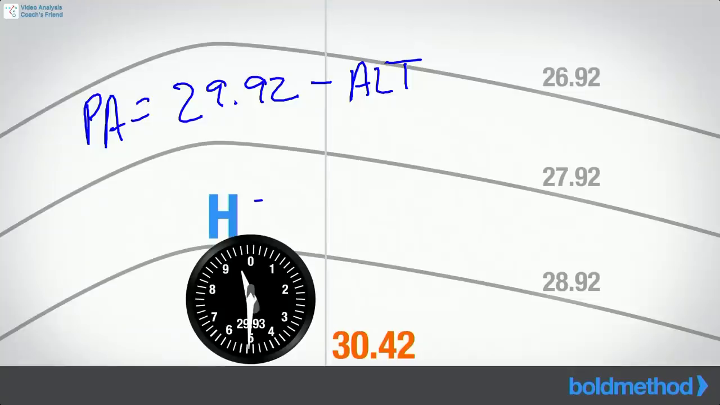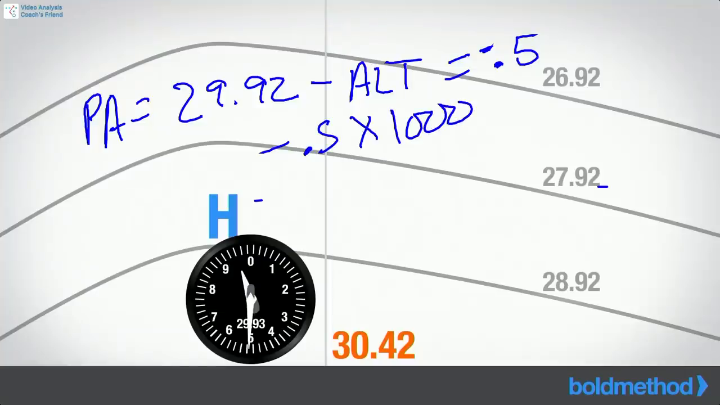Okay, so that would give us 0.5, negative 0.5. Then you take that negative 0.5 and you multiply that times 1,000. And the reason we multiply it by 1,000 is because around sea level and in the first part of the atmosphere, essentially as you climb 1,000 feet, pressure drops 1 inch. So you start at, let's say, 29.92 at sea level, if that's the actual pressure that day. You go up to 1,000 feet, it's 28.92. You go up another 1,000 feet, it's 27.92.